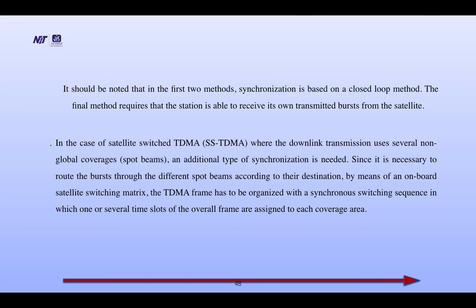In the case of satellite switching TDMA, SS-TDMA, where the downlink transmission uses several non-global coverages, spot beams, an additional type of synchronization is needed, since it is necessary to route the bursts through the different spot beams according to their destination by means of an onboard satellite switching matrix. The TDMA frame has to be organized with a synchronous switching sequence in which one or several time slots of the overall frame are assigned to each coverage area.